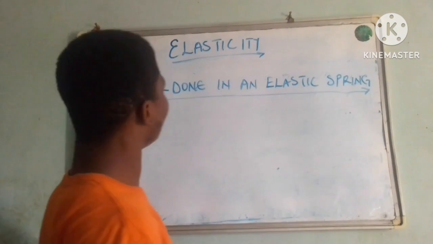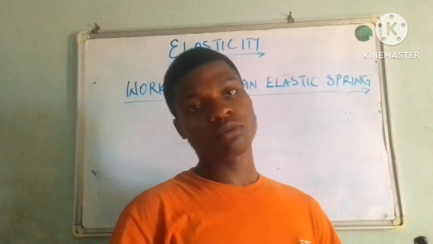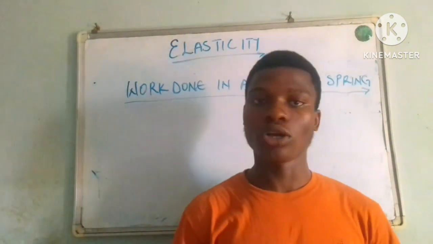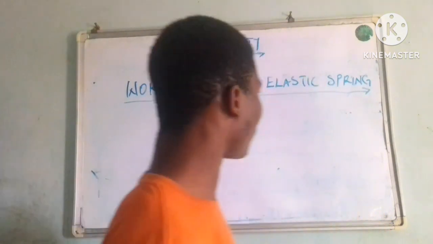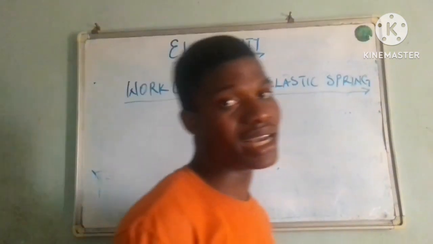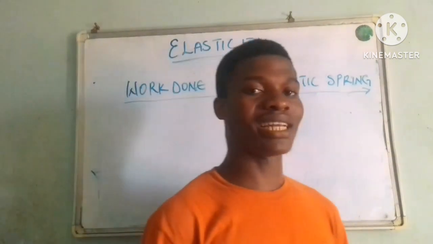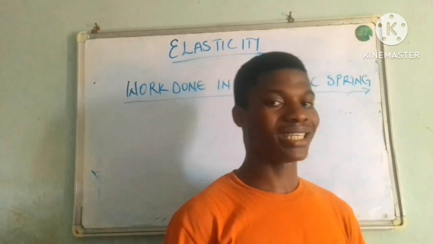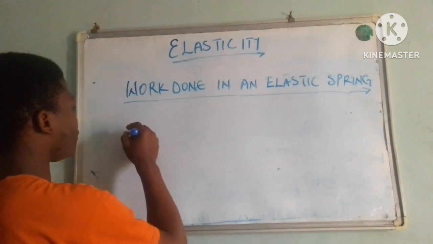Okay, so we see that work is done in an elastic spring when a maximum force displaces an elastic spring from its original position, causing an extension. So that's it. Work is done in an elastic spring when a maximum force or an average force displaces an elastic spring from its original position, causing an extension. So we are going to have work done.